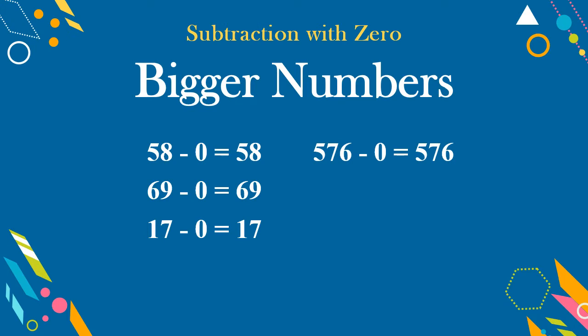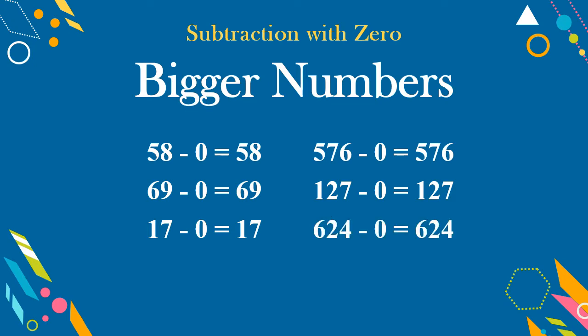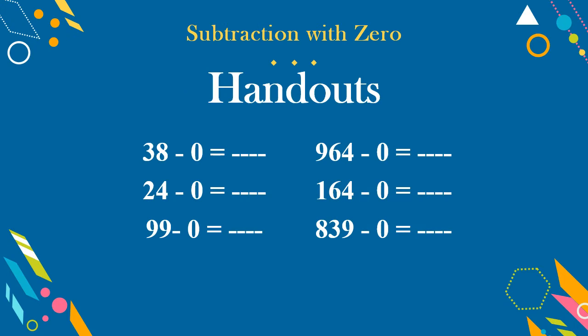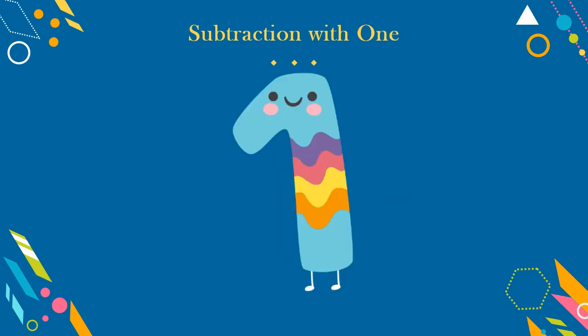576 minus 0 equals 576. 127 minus 0 equals 127. 624 minus 0 equals 624. You have some questions for practice. Just write the same number in the answer.